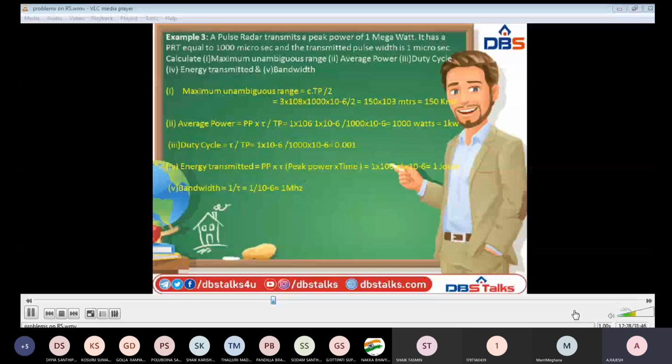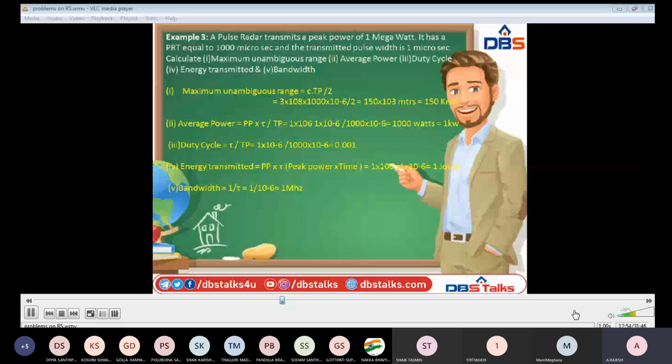So they have given peak power, that is 1 megawatt PT, and they have given PRT is equal to 1000 microseconds, and the transmitted pulse width is equal to 1 microsecond. Then we need to calculate the maximum unambiguous range, average power, duty cycle, energy transmitted, and the bandwidth.